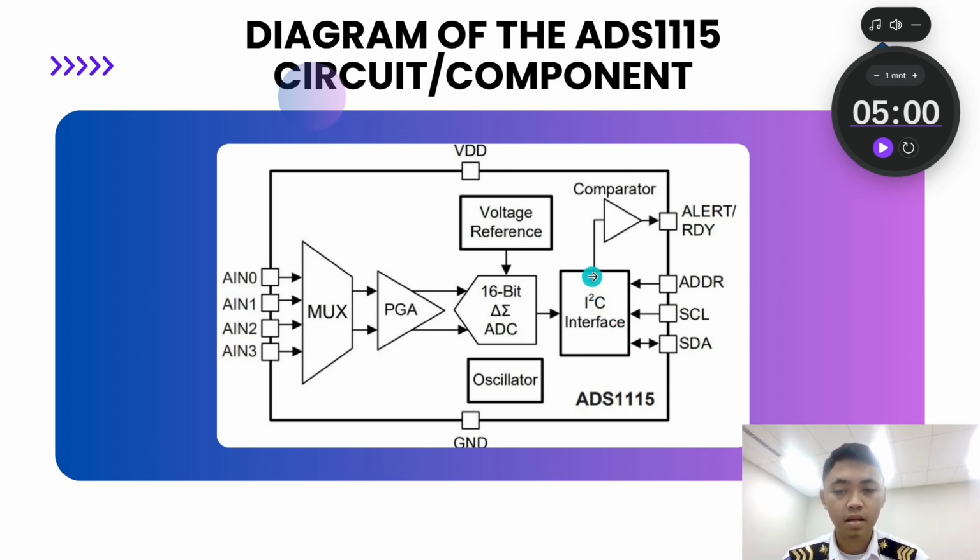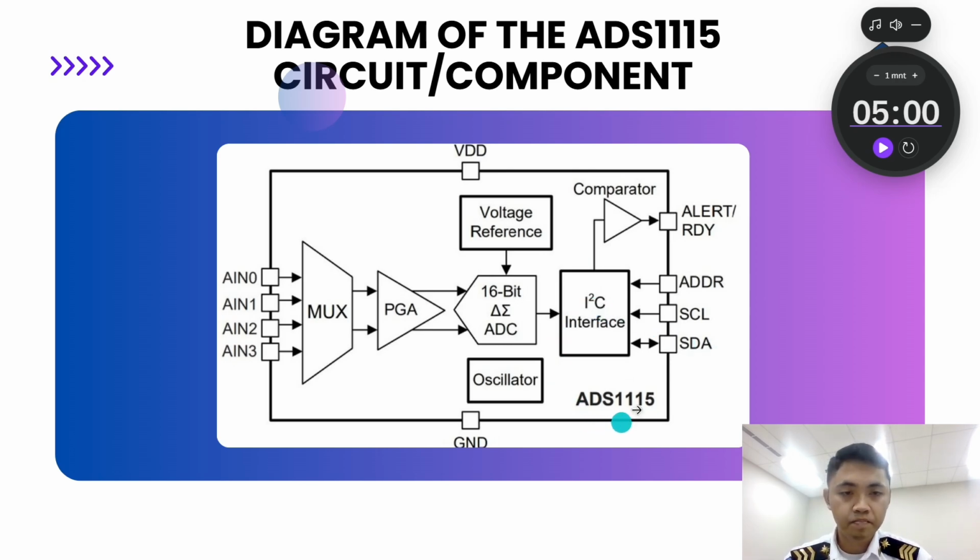And the next is ADDR. This is the address pin to specify the ADS1115 device address on the I2C bus. Next is SCL, or serial clock. This is the clock pin used to synchronize communication between the microcontroller and ADS1115. Next is SDA, or serial data. The I2C data pin is used for data transfer between the microcontroller and ADS1115.